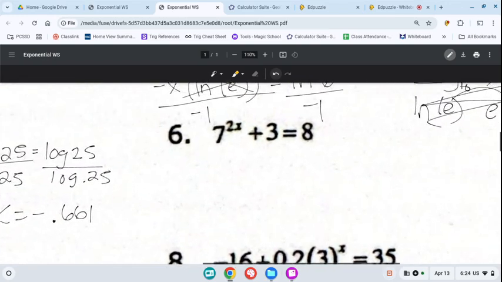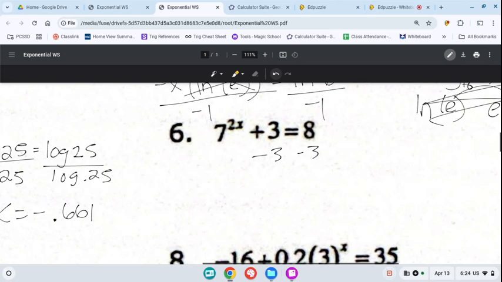Number 6. Subtract that 3. We have to get our x. Remember, we've got to quote unquote undress the x. So now I'm at this, another variable in my logarithm. Let me think about this for a second, because I wrote some notes down on my paper. I think I'm right.